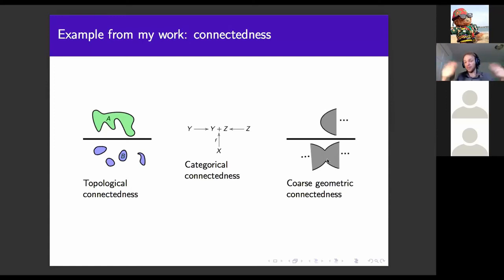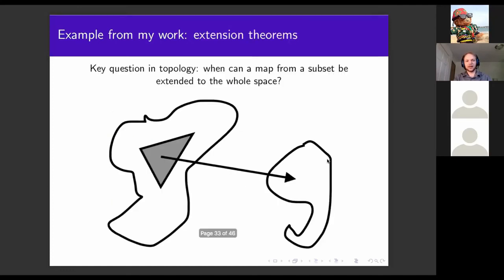For those of you who happen to know what ends are, it's pretty much that, except you have to be a little bit careful with weird spaces. But for most nice spaces, you're counting the so-called ends of the space. How many ways are there to go off and never come back? Okay, so that's an example of the kind of thing you can do. Here's another example from some of my work.